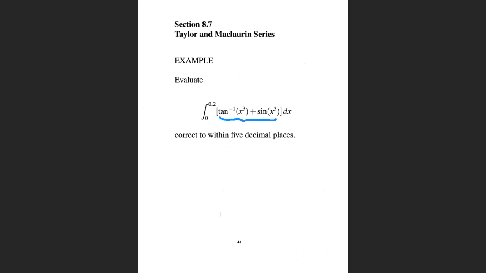And so, what are we going to do? We're going to use Maclaurin's series to help us out. So I need a Maclaurin series for the arctangent of x. If I find that, I can get the Maclaurin series for the arctangent of x cubed. And I need a Maclaurin series for the sine of x. If I can get that, I can get the Maclaurin series for the sine of x cubed. So we're going to evaluate this. We want this correct to within 5 decimal places. So, okay, here we go.